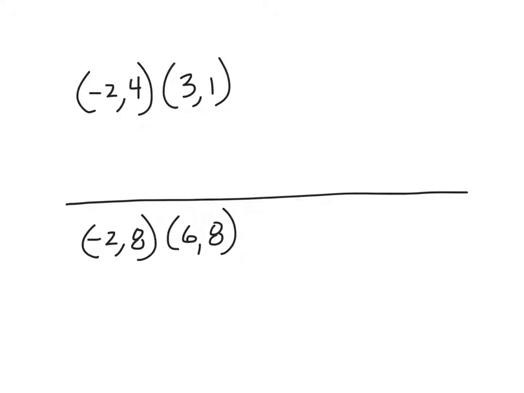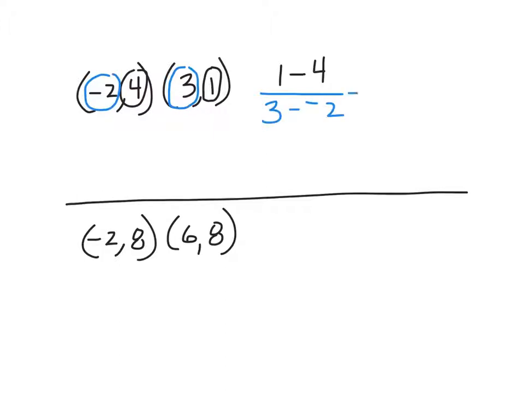Okay, hopefully you have been able to figure out the slopes. Let me go through and do these also. For the top ones, negative 2, 4, and 3, 1, I am first of all going to subtract my y's. So I have a 1 and I have a 4. So I'm going to have 1 subtract 4 on the top. Then I'm going to subtract my x's. I have 3 subtract negative 2 on the bottom.